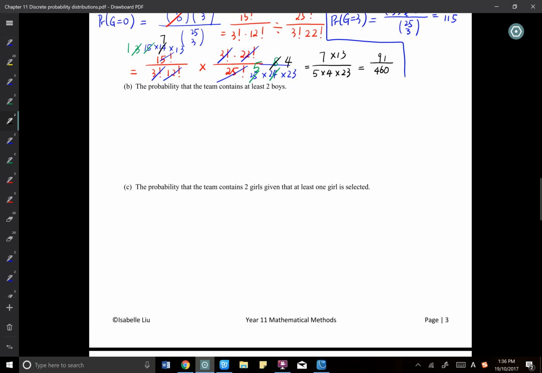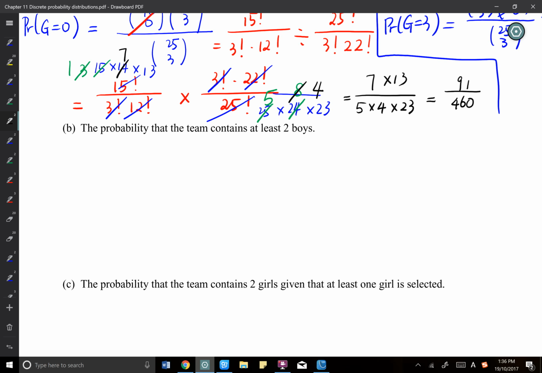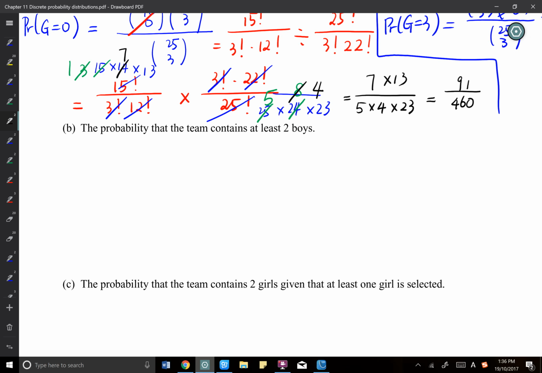Let's have a look at the questions asked before. The probability that the team contains at least 2 boys. We are talking about girls in this question, not boys, and the random variable you have is G, not B. If I say at least 2 boys, what does that mean for girls? How can you say that in words? At most 1 girl in this team.